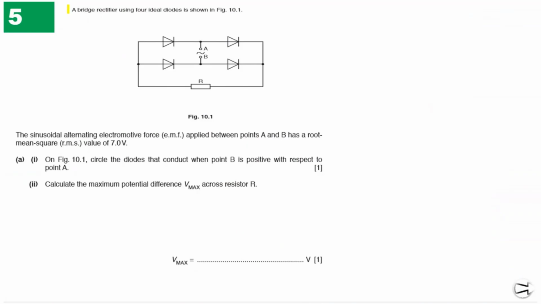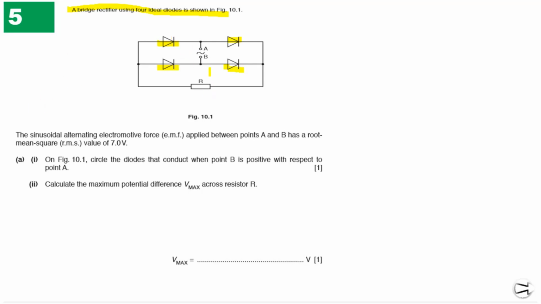For this question, a bridge rectifier circuit is given to us, and there are 4 ideal diodes, and we can see how they are connected. So these are 4 given diodes, and this is how they are connected. If you look at the shape of this arrangement, it doesn't look like a diamond. So this is not a typical shape of a bridge rectifier circuit, but it is still a bridge rectifier circuit.